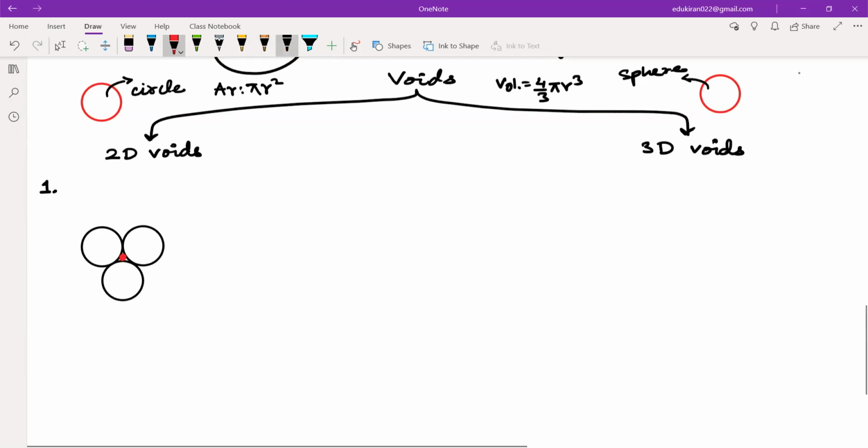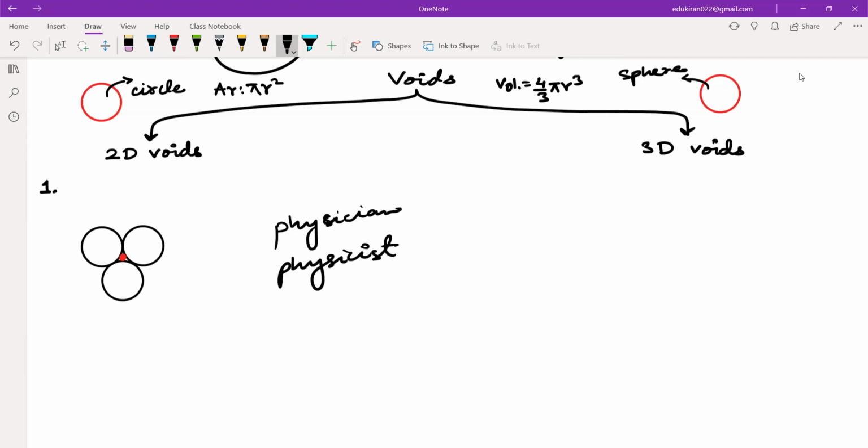The convention that chemists have come up with, and physicists also, not physician. There is a difference between physician and physicist, right? Yes or no? Do you know the difference between physician and physicist? No. Hamza and Zan? Confused.